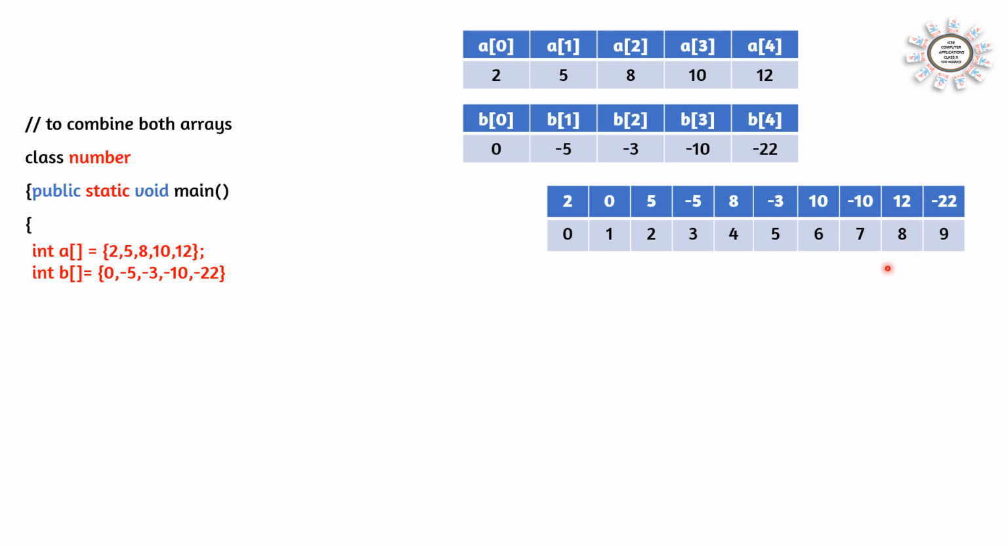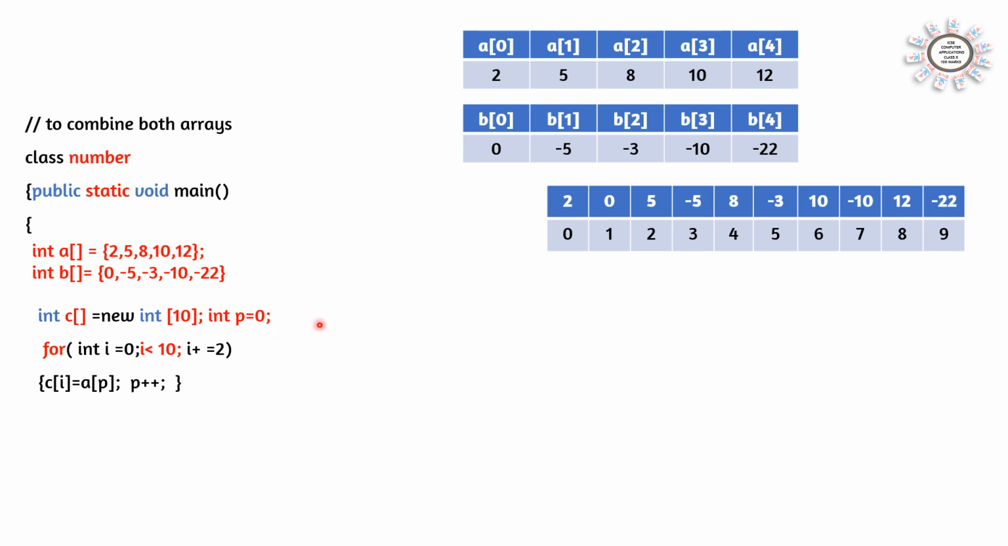That means array A is stored in even positions of array C, and here we can see array B, 0 minus 5, 0 minus 5 minus 3, they are stored in odd positions of array C. So this way we can make the program. The even positions of array C store elements from array A, and odd positions of array C store elements from array B.